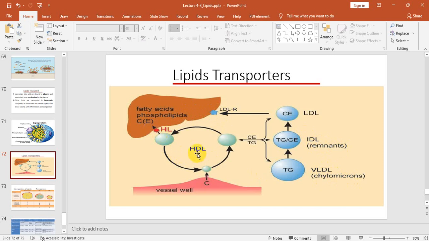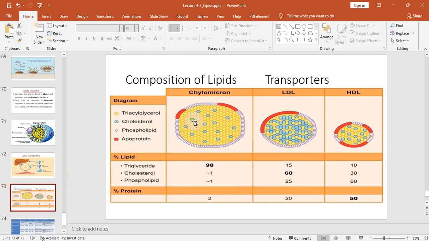But the HDL is very good. We call it good cholesterol, high density lipoprotein, because the cholesterol is low. It contains more proteins, so we call it high density lipoprotein, because protein is heavier than cholesterol and the lipids. So we have the chylomicrons. They contain a lot of triacylglycerol. The yellow represents triacylglycerol. Then we have cholesterol being blue.